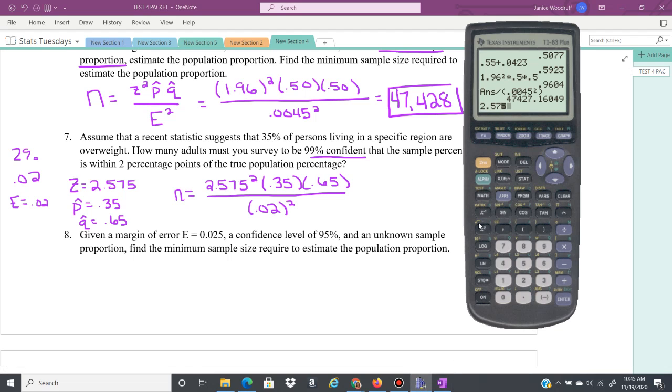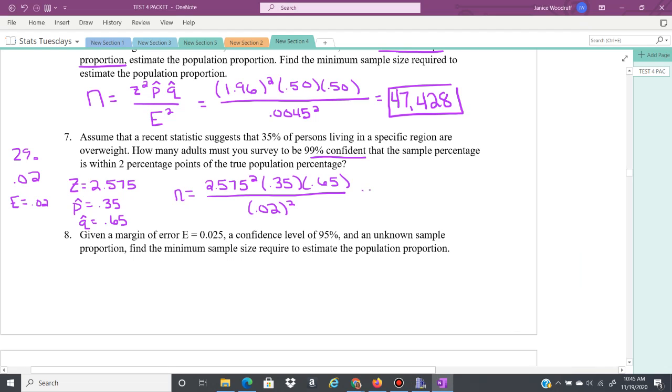Okay, so let's go ahead and do that and find this sample size. So 2.575 squared times 0.35 times 0.65, then divided by 0.02 squared. So it's going to give us 3,771.17. You will round that up to 3,772. So you would need to survey at least 3,772 people in this population, okay, to determine if that sample percentage is correct. 35% are overweight.